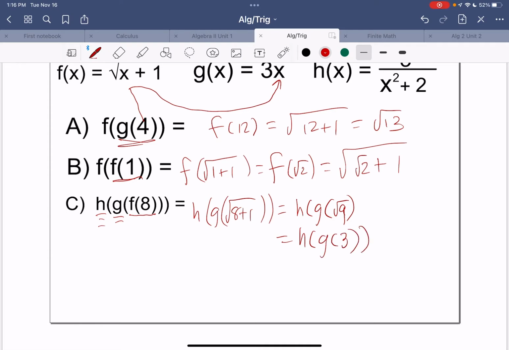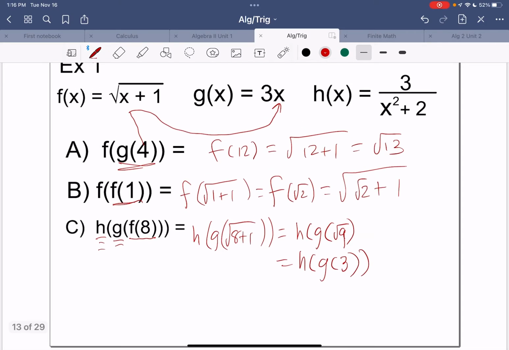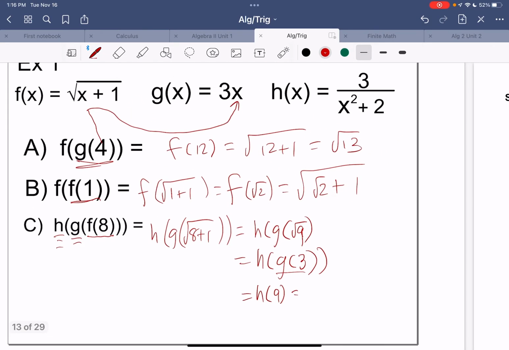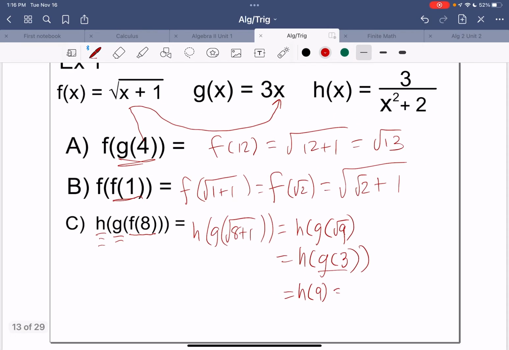So now 3 needs to go into the G equation. Well, 3 times 3 is 9. So G of 3 is 9. So now I have to do H of 9. 9 needs to go into the H equation, and that would be squaring 9. So it'd be 3 over 9 squared plus 2, which is 3 over 83. 9 squared is 81, plus 2 more is 82. So not a real flashy answer. It's a weird fraction. So that's how you do that.